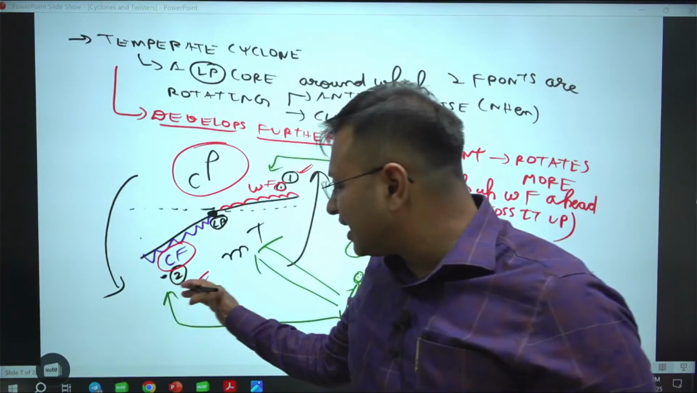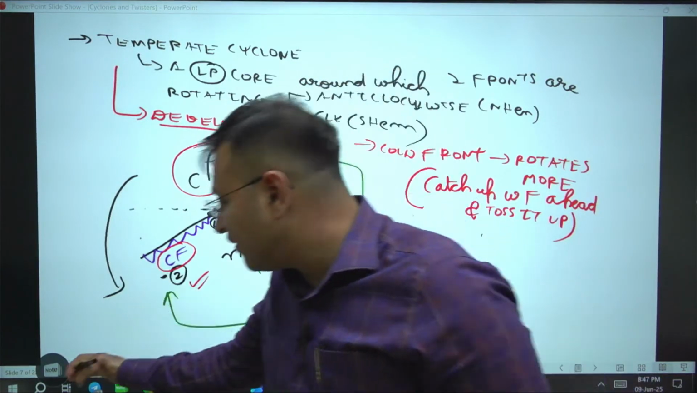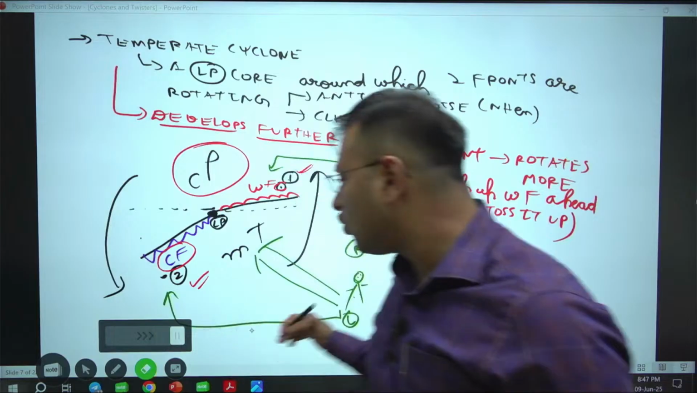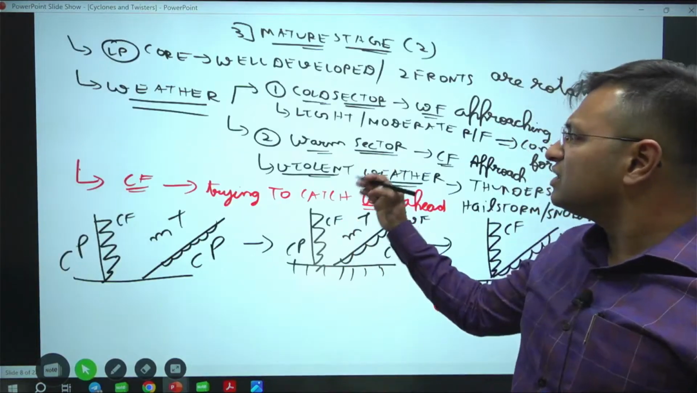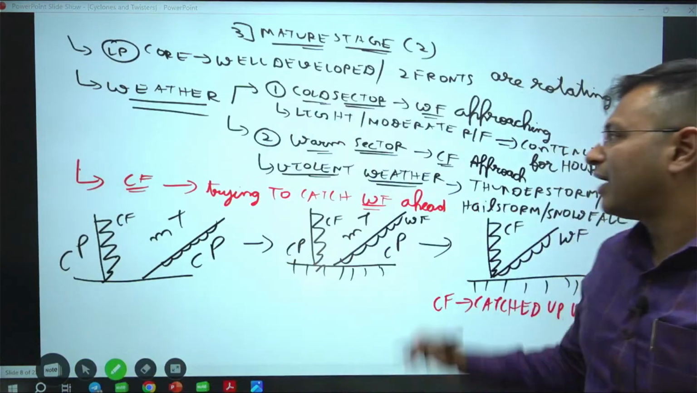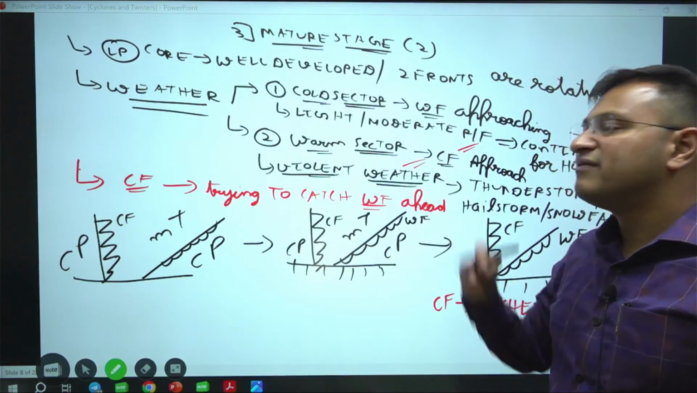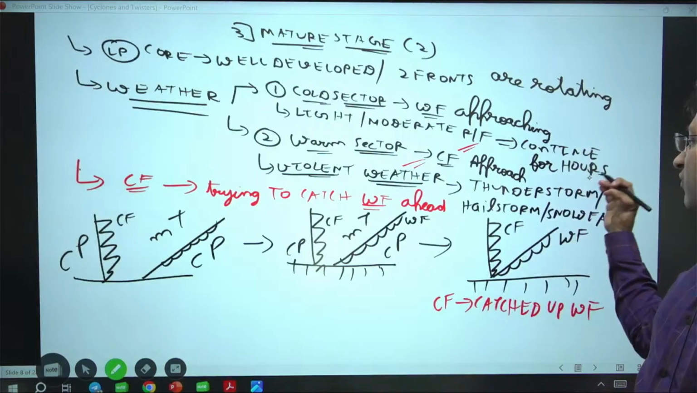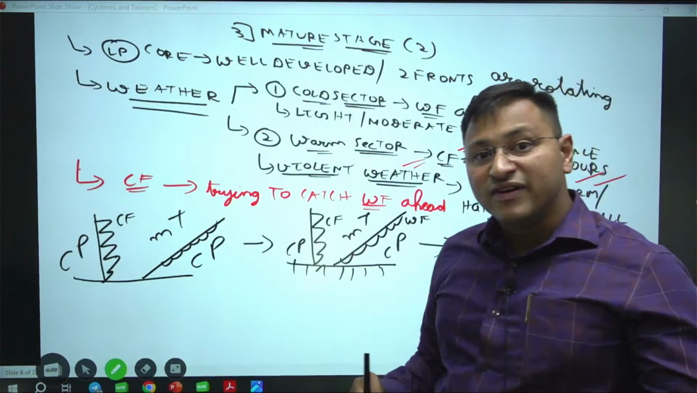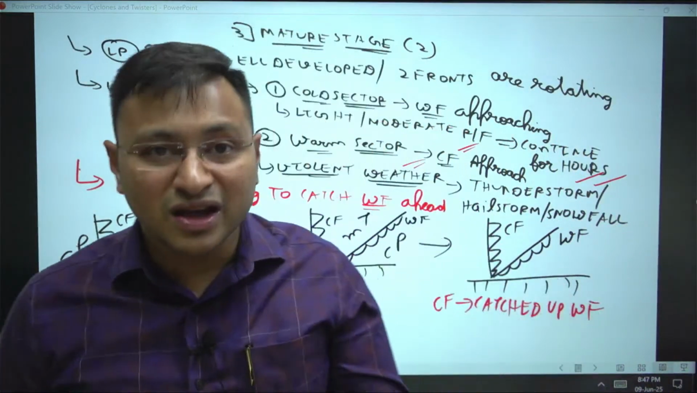So if I'm standing at position number 2, wherein I'm having the passage of the cold front, under the cold front, sir, you will have very violent weather. You will have the formation of cumulonimbus clouds with very heavy thunderstorm and hailstorm.